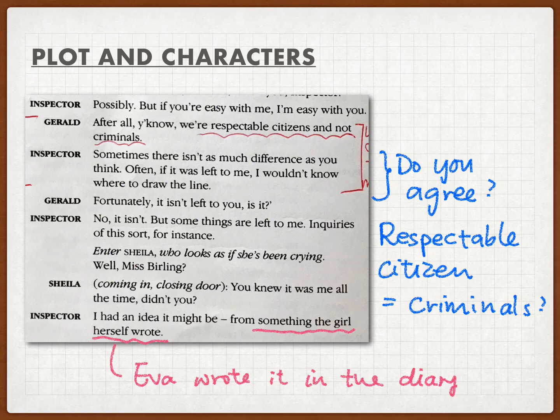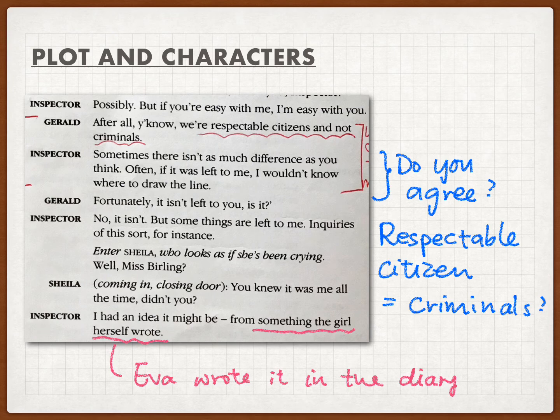It's very hard to define, and it's hard to draw the line. It's hard to set the limit to identify who was a respectable citizen and who was a criminal. Do you agree? Do you think that some respectable citizens could be criminals too? Like the Birling family. And Gerald teased the inspector, saying that it wasn't the inspector's job to define who should be the respectable citizens and who should be the criminals. And the inspector explained his job was to question and find out the answer. At that point, Sheila re-entered the room.